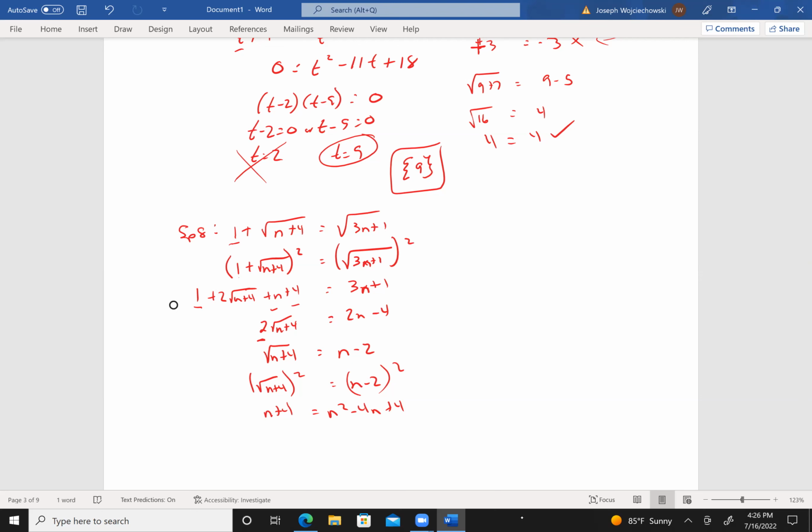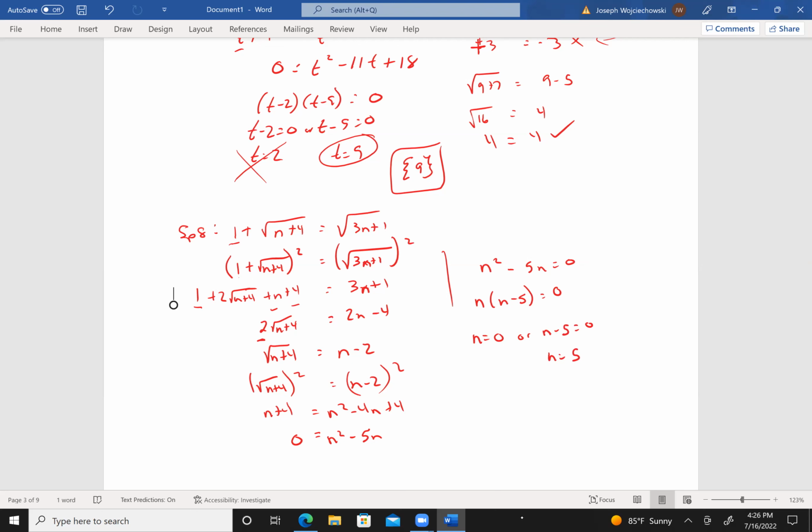So if I subtract, I get n squared. Subtract n, I get minus 5n. Subtract 4, and I get 0. So now I'm looking at n squared minus 5n equals 0. I'm looking at n times n minus 5 equals 0. So either n equals 0 or n minus 5 equals 0, n equals 5.